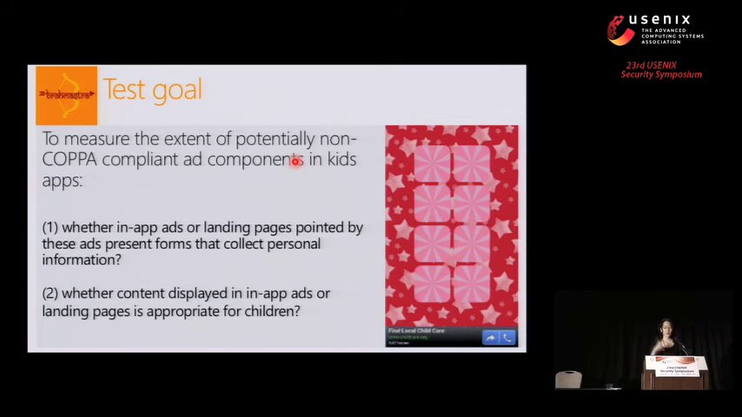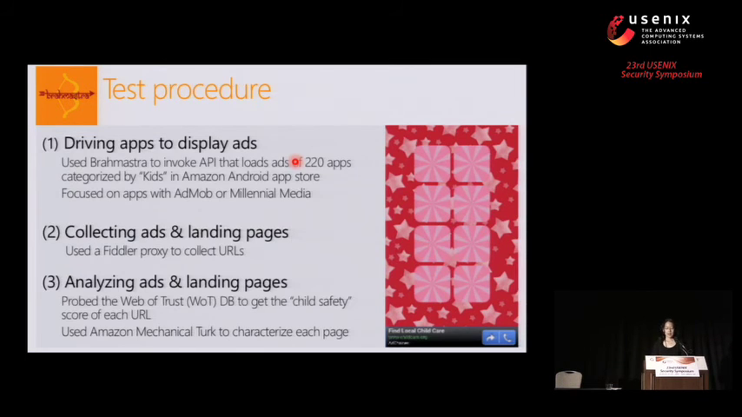To test this, we created two specific test cases from reading this regulation. Basically this is the testing procedure. With Brahmastra, we find a way to invoke the page that loads the ad API, that loads an ad, and then collected the banner and landing pages. Then we used Amazon Mechanical Turk and Web of Trust to analyze the content of the ads and the landing pages.